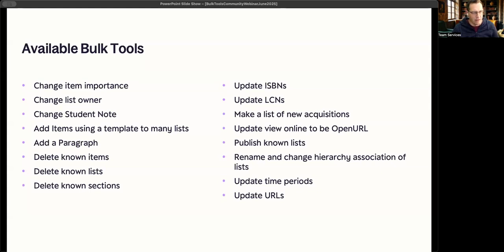There's an example in the bulk tools of making a list of new acquisitions. This particular tool was taking information from a library system, pulling out all the ISBNs and the other metadata, creating resources and adding those resources to a reading list. And the idea was to create a monthly new items added to stock type list. Not sure if that ever got used in production, but it was an interesting idea that people were tinkering with.